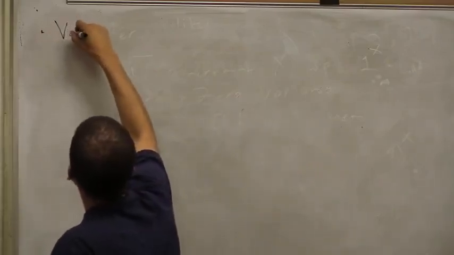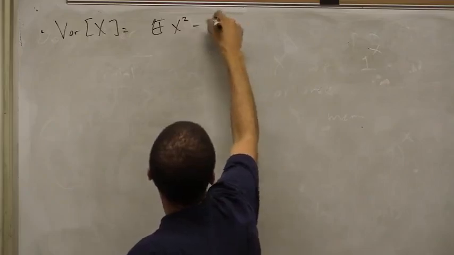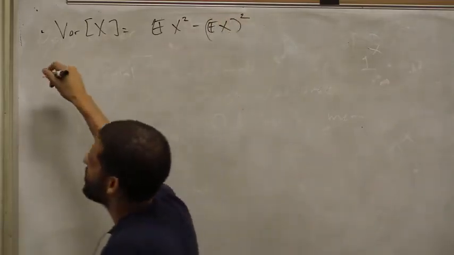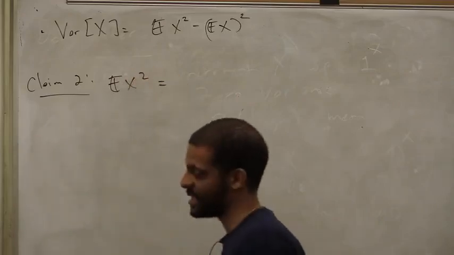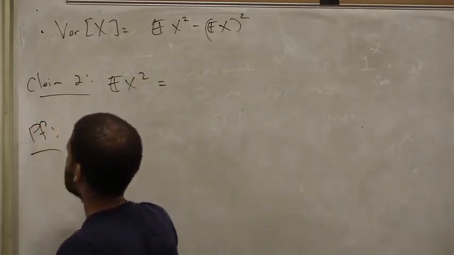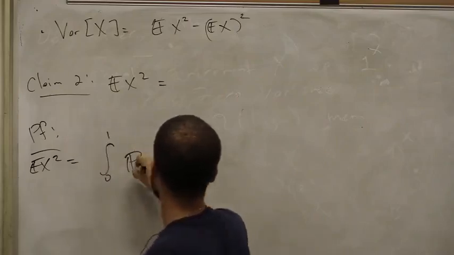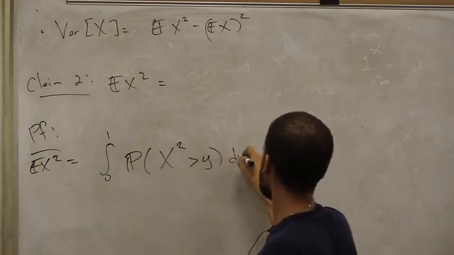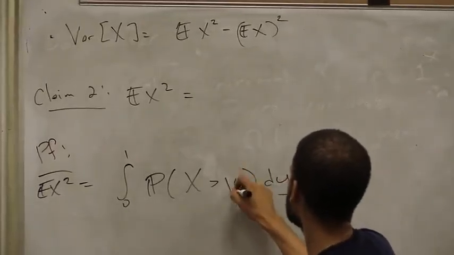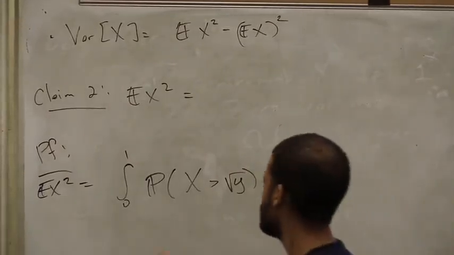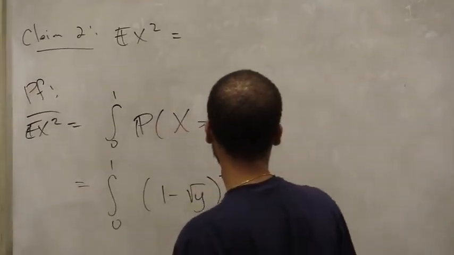So again, the variance of x is equal to the expectation of x squared minus the expectation of x, squared. So let's try to understand that. Claim 2 is that the expectation of x squared is, let's figure out what it is. Proof: the expectation of x squared, again, we can say that's equal to the integral from 0 to 1 of the probability that x squared is bigger than y dy, which is the same thing as the probability that x is bigger than the square root of y. And using the same reasoning as there, that's equal to the integral from 0 to 1 of (1 minus the square root of y) to the t dt dy.